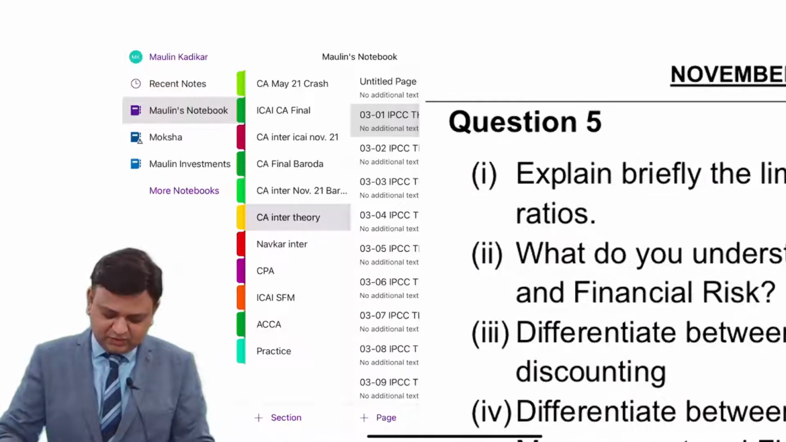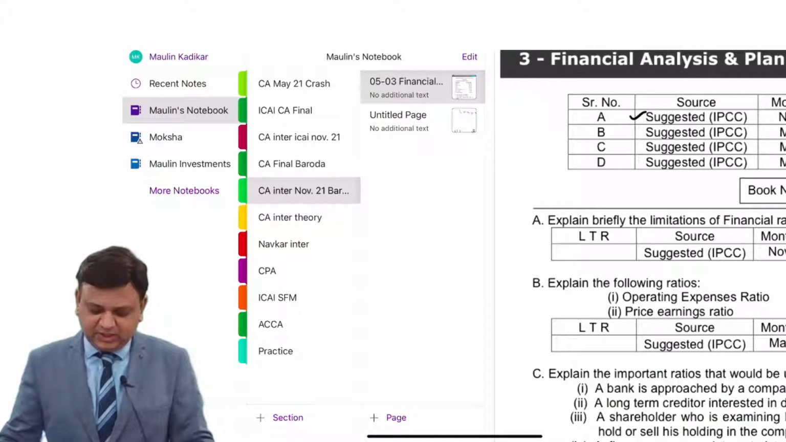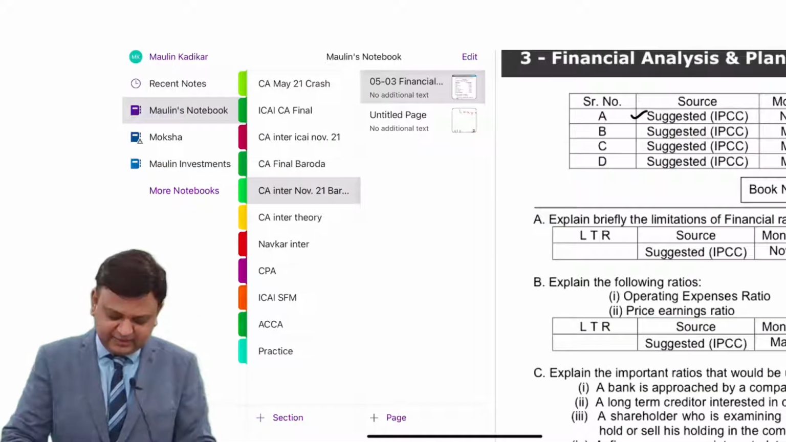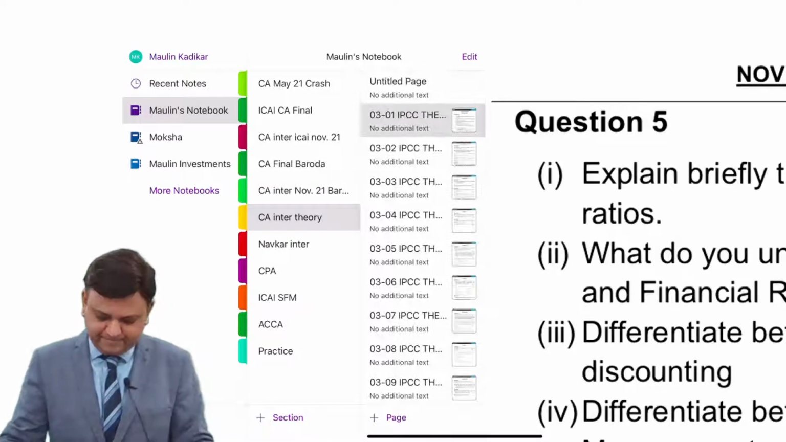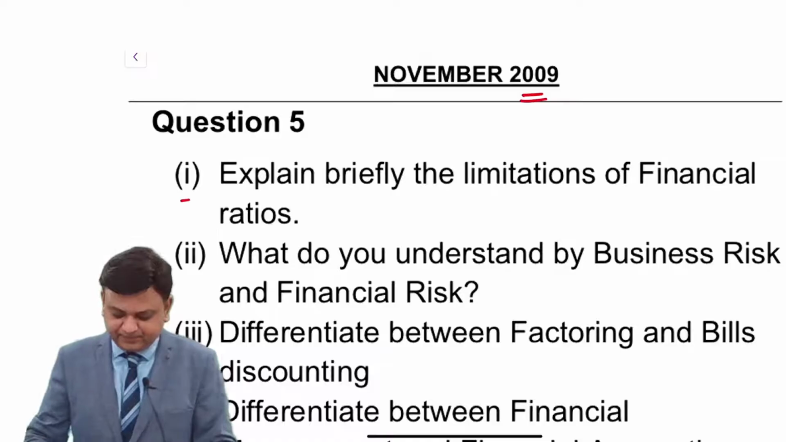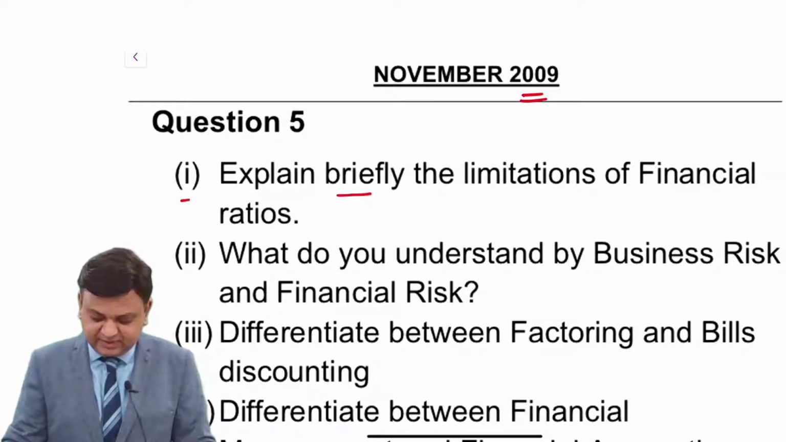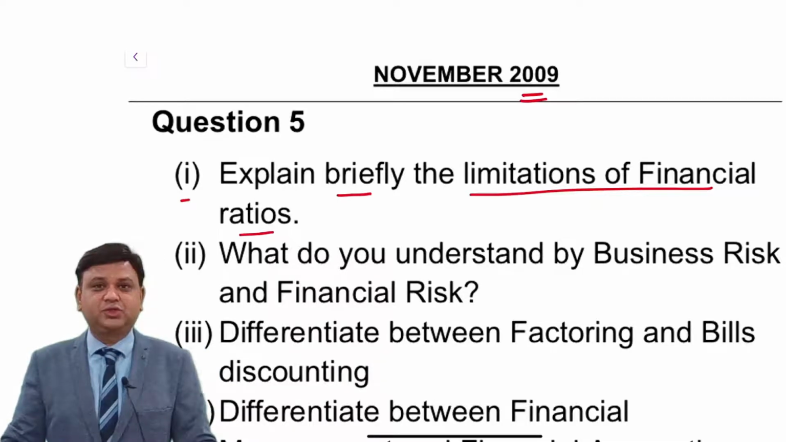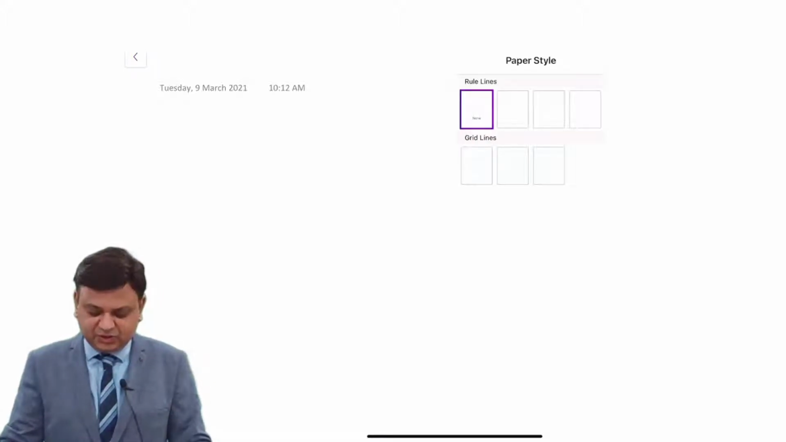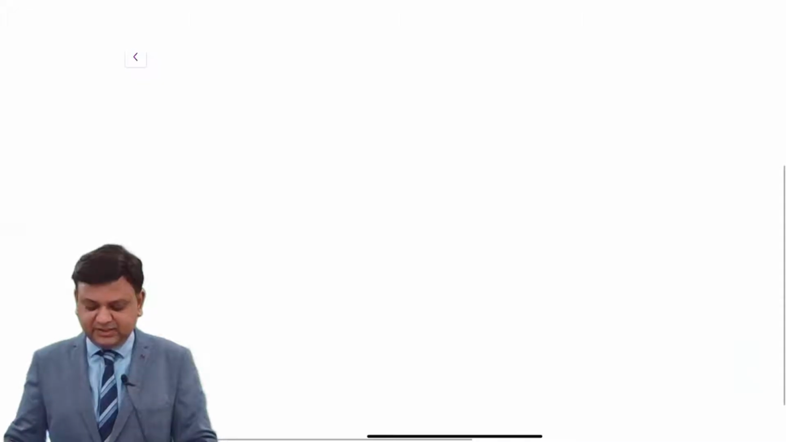Let us start the first question from theory, November 2009, question number 5I. Explain briefly the limitations of financial ratios. So the question says that you are required to explain the limitation of the financial ratios. Let us have a discussion first of all before we proceed for the answer.